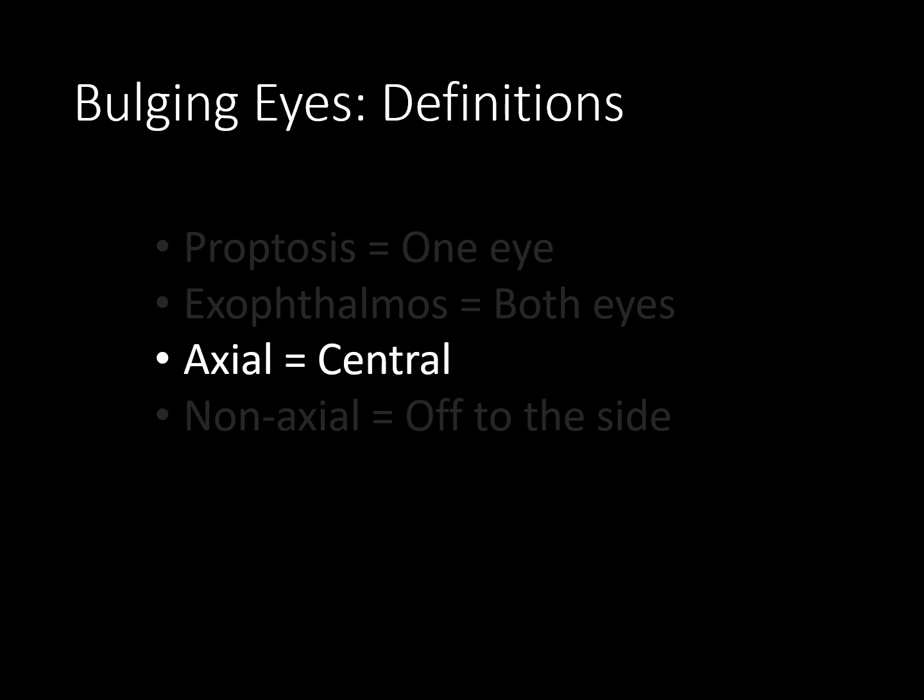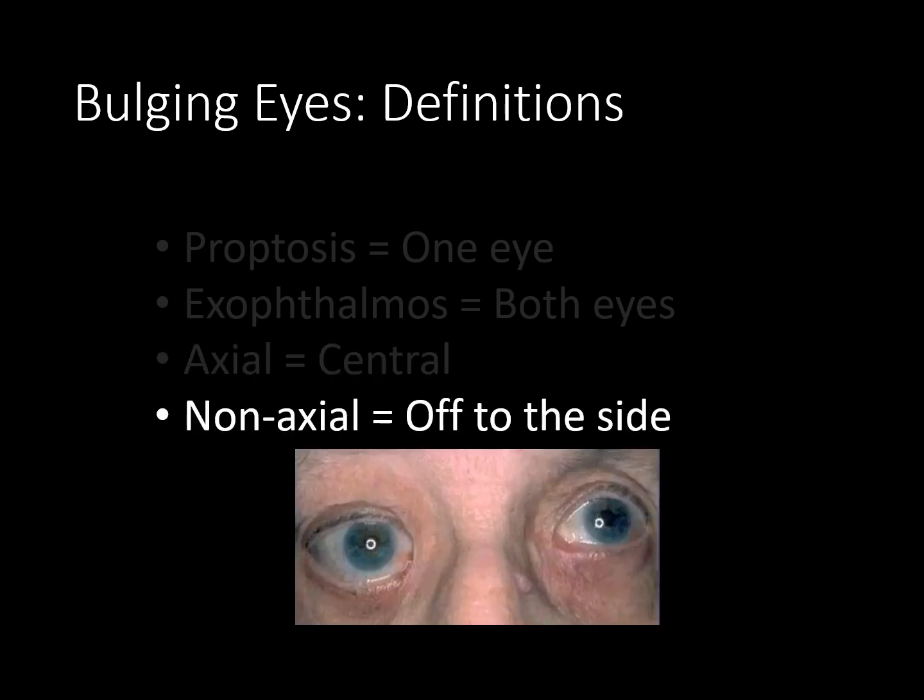While non-actual proptosis means that the eye is bulging, but it's looking off to the side. So this one eye, as you can see, has the light reflex in the middle of the pupil, and the other one is on the side of the pupil, which means that it's off to the side. So that is non-actual proptosis.